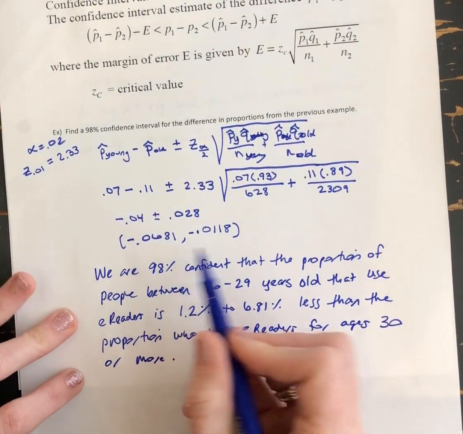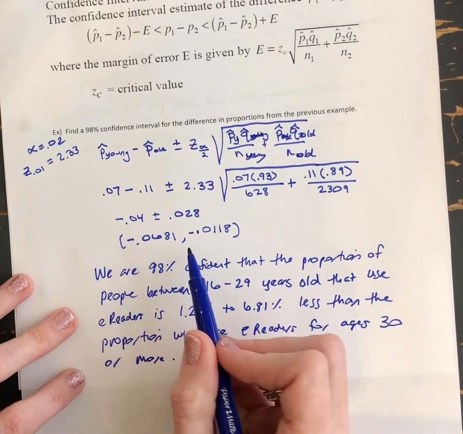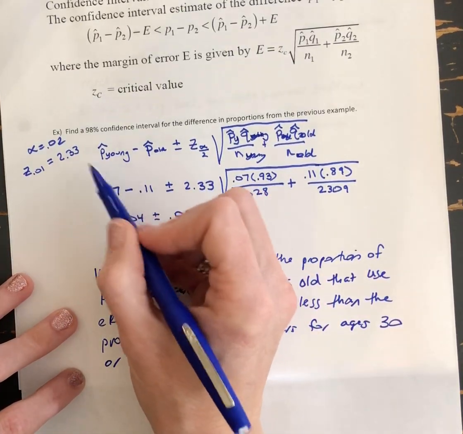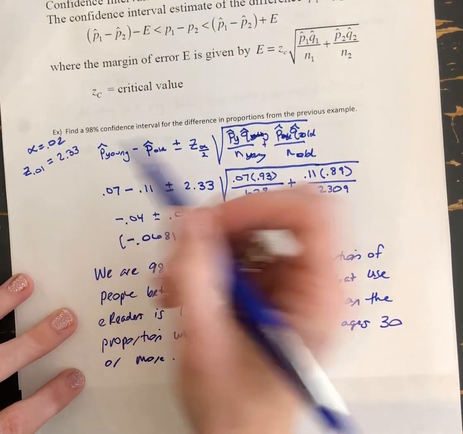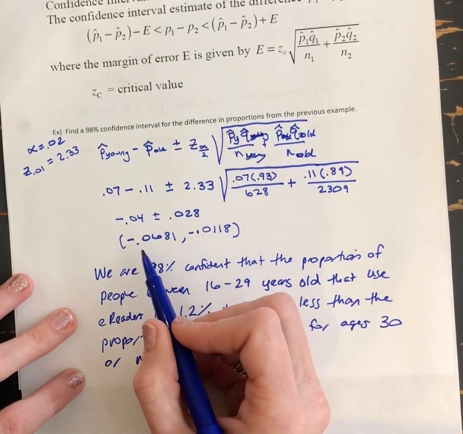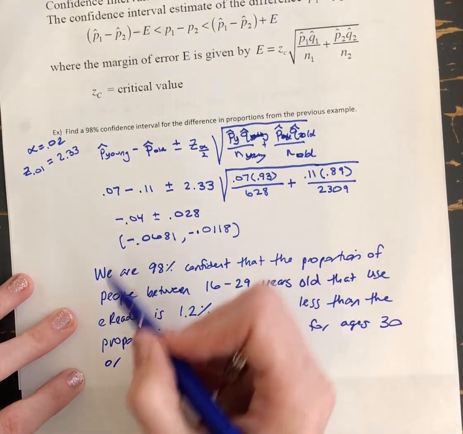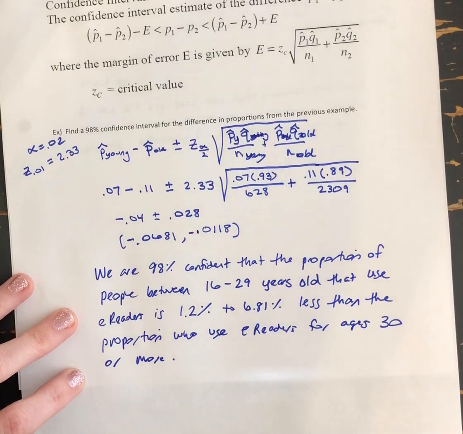So you can see here that because our confidence interval contained both negative values, what that tells us is that the percentage for that younger group was somewhere between 1.2, right, and 6.8% less than the proportion who use e-readers for the older group.